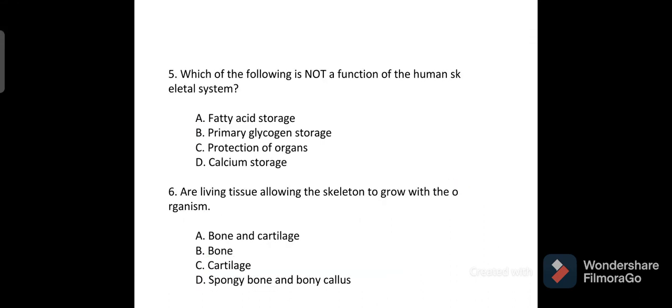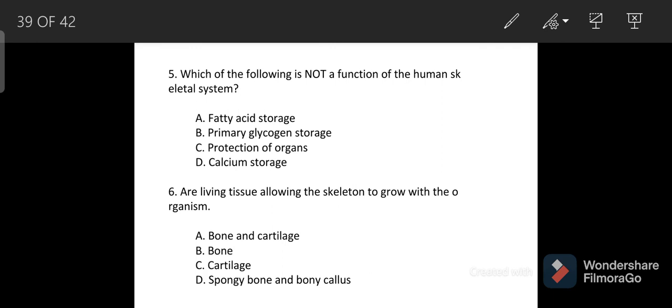Number 5. Which of the following is not a function of the human skeletal system? A. Fatty acid storage. B. Primary glycogen storage. C. Protection of organs. D. Calcium storage. So the correct answer is letter B. Number 6. Which are living tissues allowing the skeleton to grow with the organism? A. Bone and cartilage. B. Bone. C. Cartilage. D. Spongy bone and bony callus. So the correct answer is letter A.